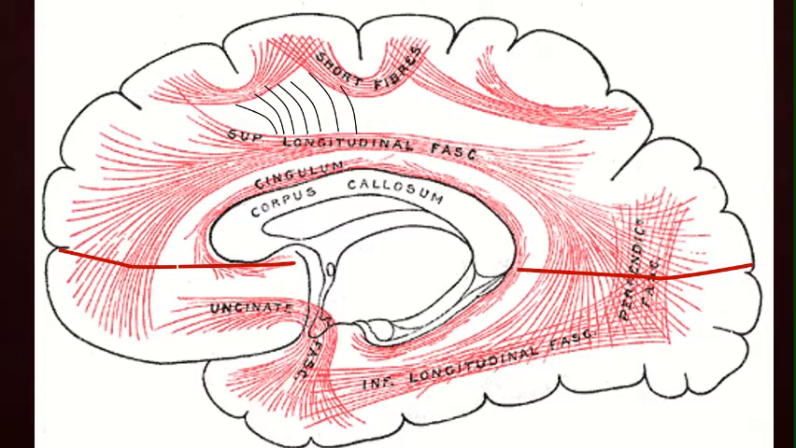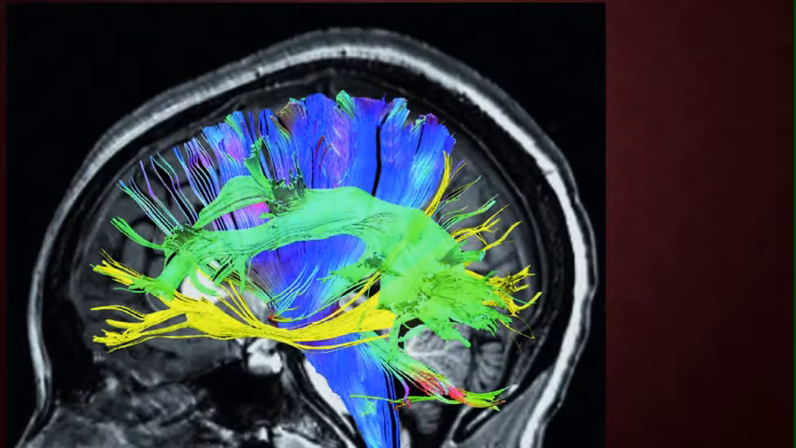The internal capsule divides the corpus striatum almost completely into the caudate nucleus on the medial side and the lentiform nucleus on its lateral side. That we are going to discuss in a few minutes. This blue color one is nothing but the corona radiata fibers. And these fibers we can identify as the superior longitudinal fasciculus. And these yellow color fibers are the inferior fronto-occipital fasciculus.